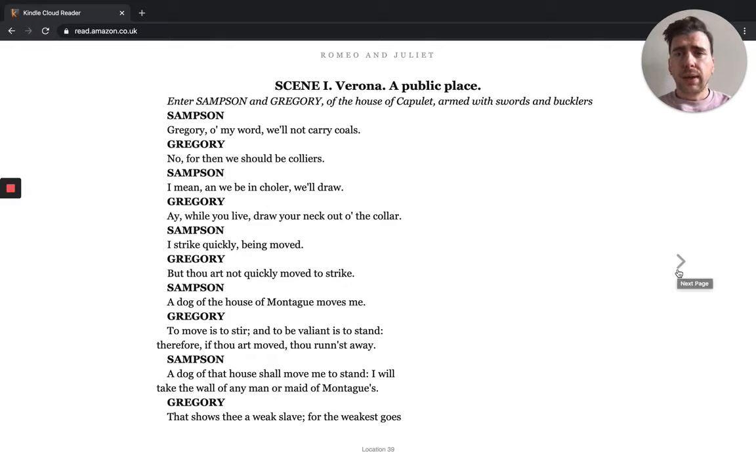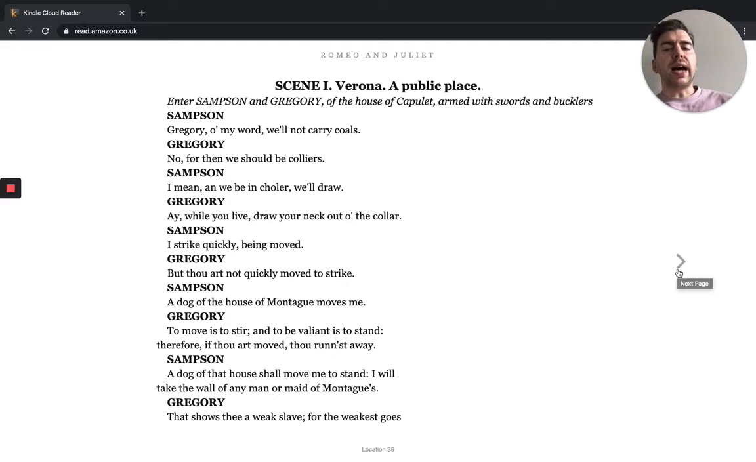Okay. Enter Samson and Gregory of the house of Capulet, armed with swords and bucklers. "Gregory, on my word, we'll not carry coals." "No, for then we should be colliers." "I mean, an we be in choler, we'll draw." "Ay, while you live, draw your neck out of the collar." "I strike quickly, being moved." "But thou art not quickly moved to strike." "A dog of the house of Montague moves me." "To move is to stir, and to be valiant is to stand. Therefore, if thou art moved, thou runn'st away."